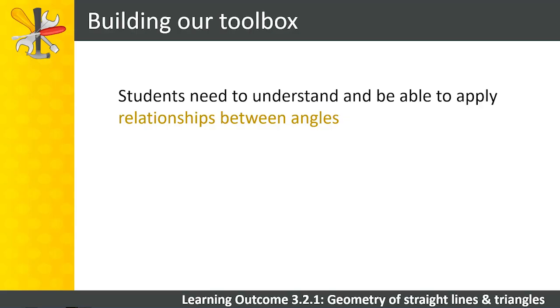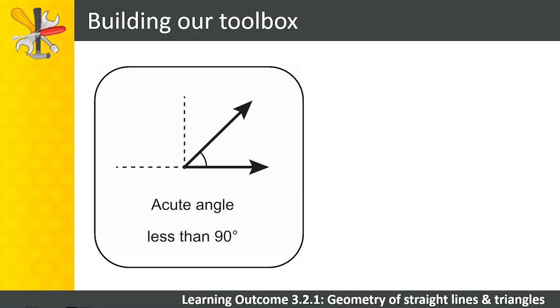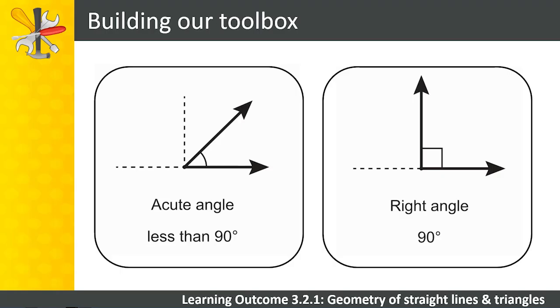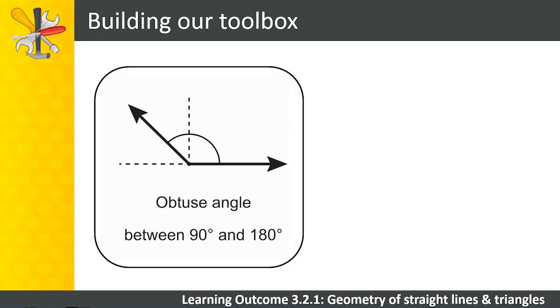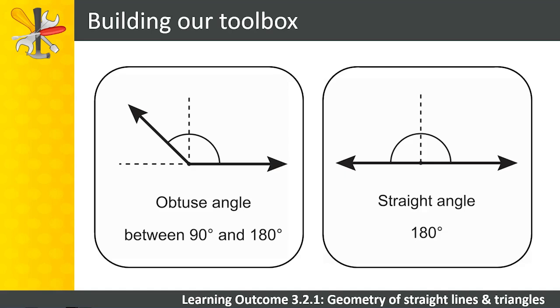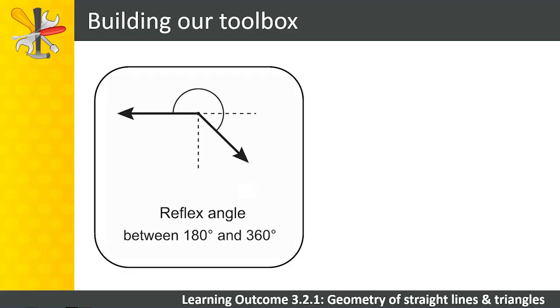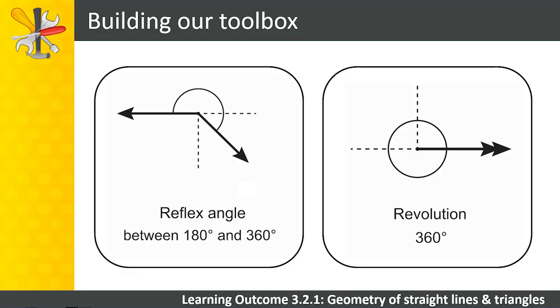Students need to know the definitions of the acute angle, which is an angle smaller than 90 degrees, the right angle, which is a 90-degree angle, the obtuse angle, which is between 90 degrees and 180 degrees, the straight angle, which is an angle of 180 degrees and forms a straight line, the reflex angle, which is between 180 and 360 degrees, and the revolution, which is 360 degrees.